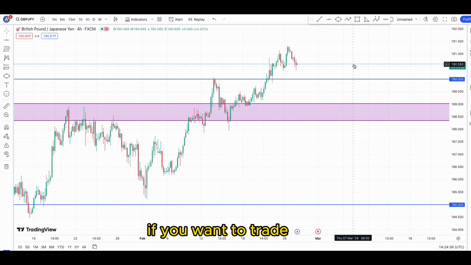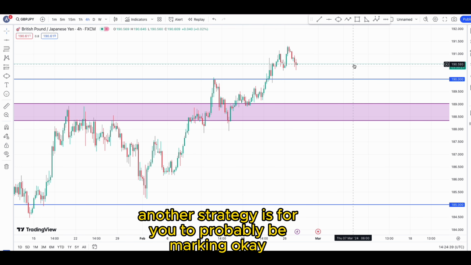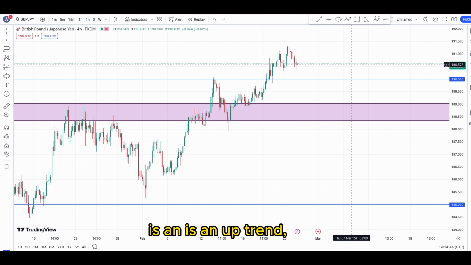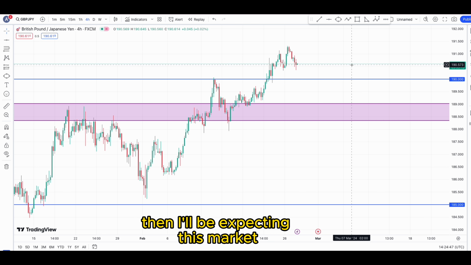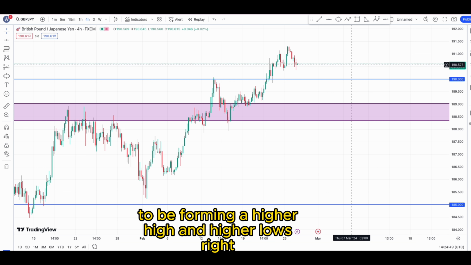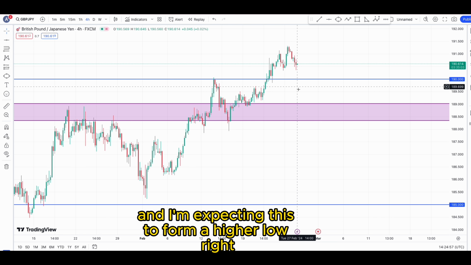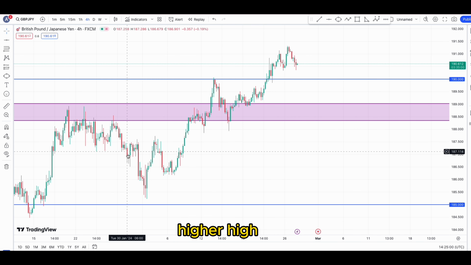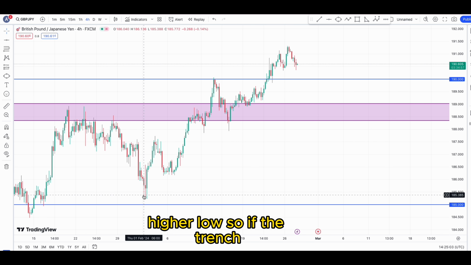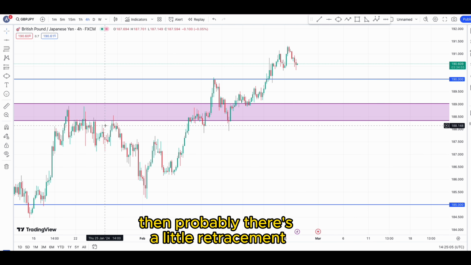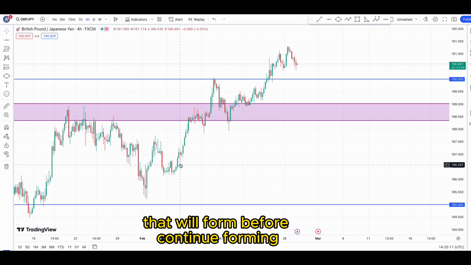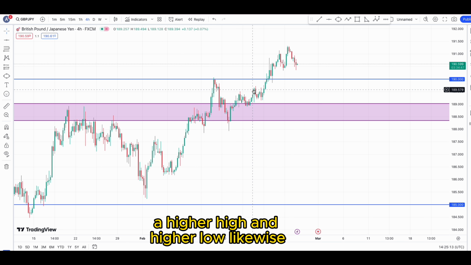Another strategy, if you want to trade, is for you to mark that, okay, if this market is in an uptrend, then I will be expecting it to form higher highs and higher lows, right? Higher high, higher low. If the trend stops forming a higher high, then probably there is a little retracement that will form before it continues forming a higher high and higher low.